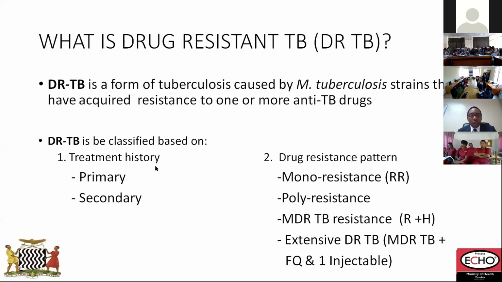I would also want you to appreciate the other definitions of drug-resistant TB, which are defined on the basis of drug resistance patterns. So we have what you call monoresistance. This is resistance to at least one of the core drugs. And I'm sure you've seen a lot of rifampicin resistance. That's one form of monoresistance. Then we have polyresistance, which is resistance to more than two drugs.